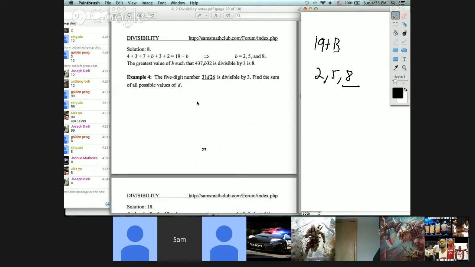The 5-digit number 31D26 is divisible by 3. Find the sum of all possible values of D.